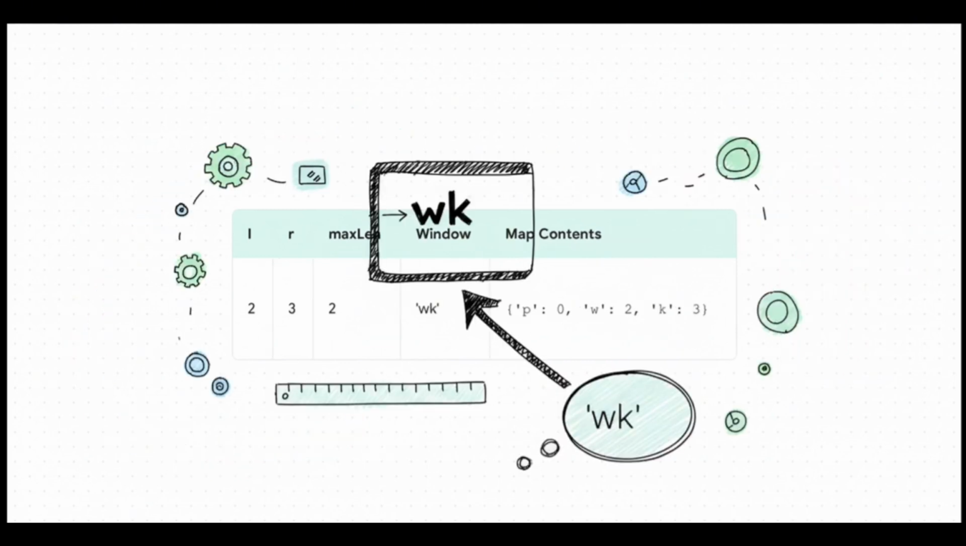Okay, conflict resolved. The right pointer just keeps on moving, and now it lands on K. K is new, so our window expands to WK. The current length is 2, which doesn't beat our record of 2, so our max length just stays put. We just update the map with K's new position.